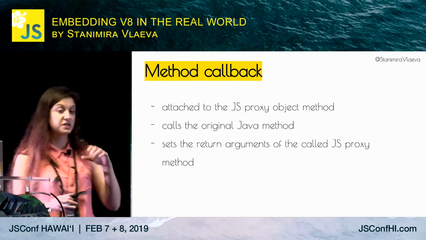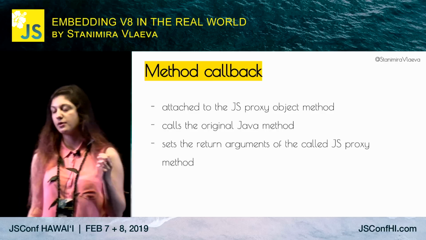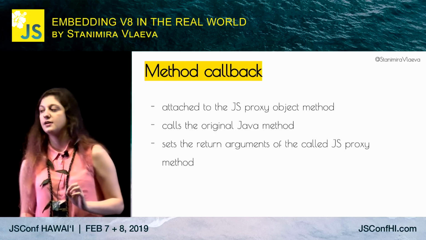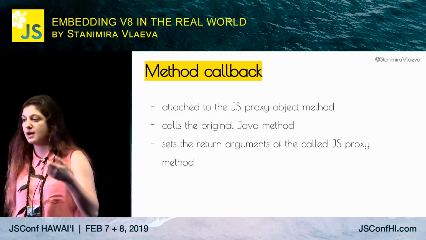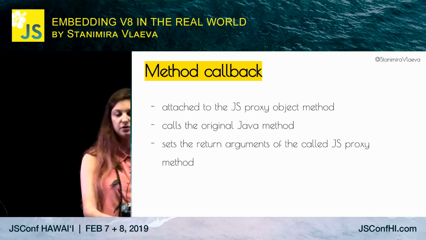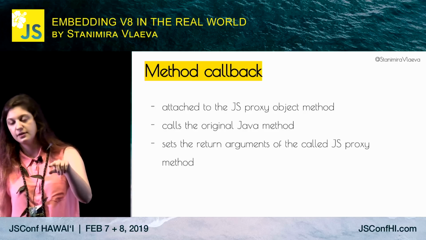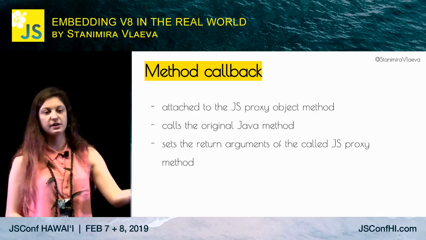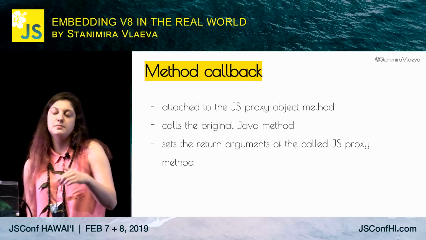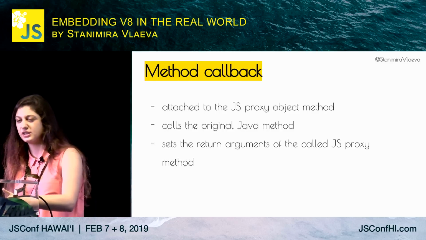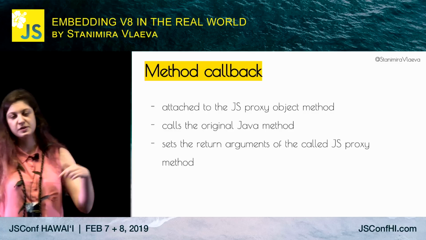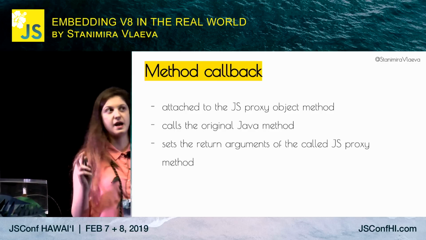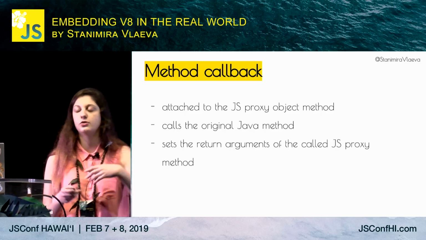The method callback. Okay, so what is special about the proxy JavaScript object? For example, if we have two methods in the Java object, we're going to have exactly the same methods in the JavaScript object. And in these methods, we attach a method callback. So whenever someone calls that method on the JavaScript object, it's going to trigger that callback, and the callback is actually going to call the original Java method. And after it's called, we're going to get some result, and we're going to pass it back. And this is more of an implementation detail, but we can't actually just pass back the return result to the JavaScript function, but we have to set the result as a return argument of that proxy function or method.